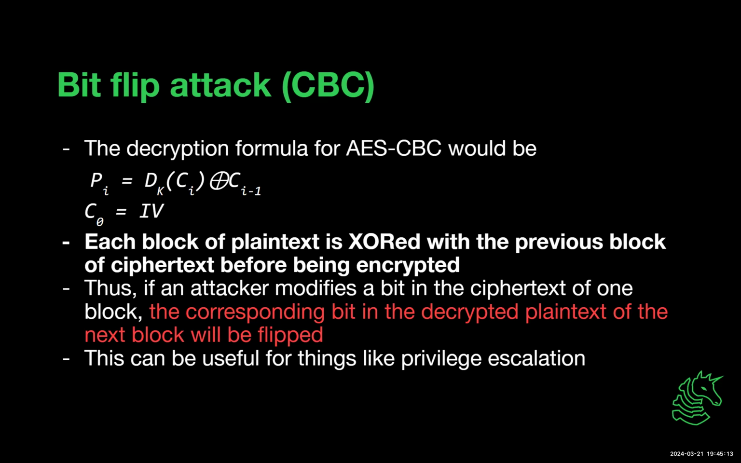So this could be useful for things like privilege escalation. If you had a place where admin is mapped to 1 or mapped to 0, and you're able to get access to the ciphertext and change just one bit of that token and send it back, you could flip that bit within the identifier to make yourself admin. So it's actually possible to use this for privilege escalation.